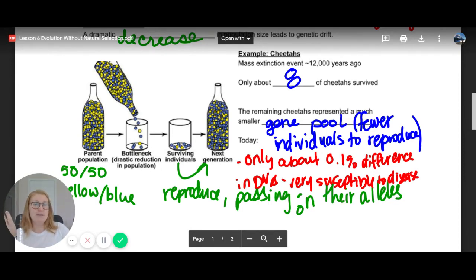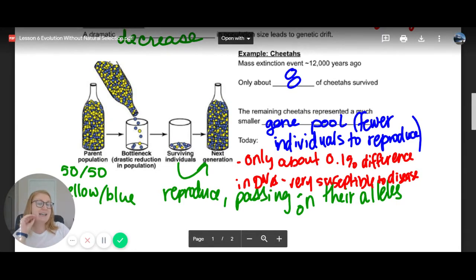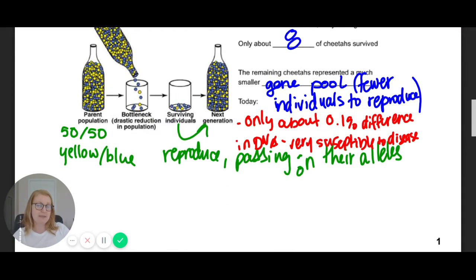So these 8 individuals have what we call a very small gene pool. There's a very small number of individuals to actually contribute genes from. Of those eight, some do reproduce. But today, 12,000 years later, we see that there's a very small difference in DNA between each of them. And so, unfortunately, cheetahs are a very unhealthy population. They are very susceptible to disease, they die really early, and so forth. So this mass extinction event was not beneficial for them, but they were able to grow their population again. That's the first example of genetic drift.